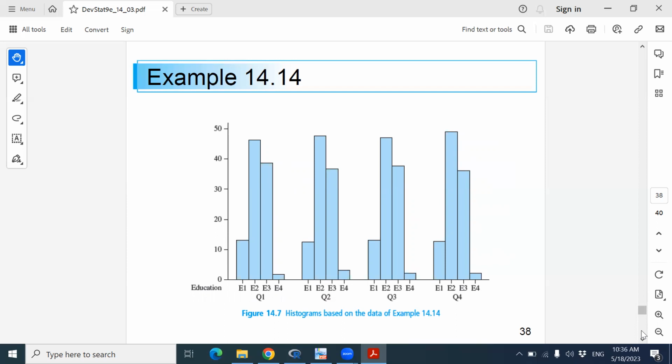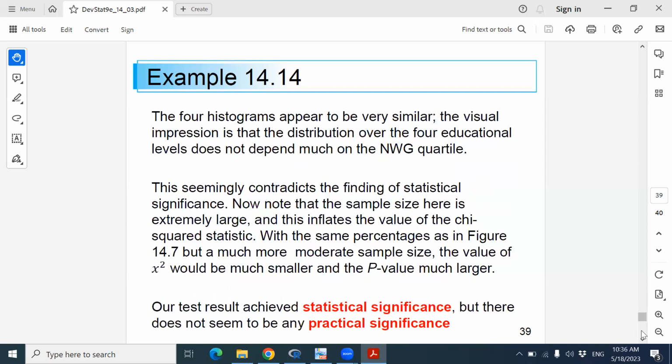Identical, that really means that when we consider the education level versus the quartiles Q1, Q2, Q3, Q4, they really do not seem to be depending on each other. So what's happening in this case is that what we obtained is a statistically significant result, meaning that your p-value is less than the significance level. But statistically significant does not always guarantee practically important difference, and this is the case.